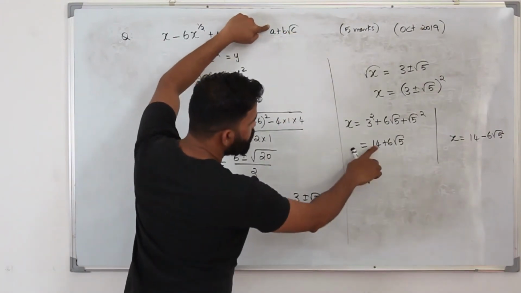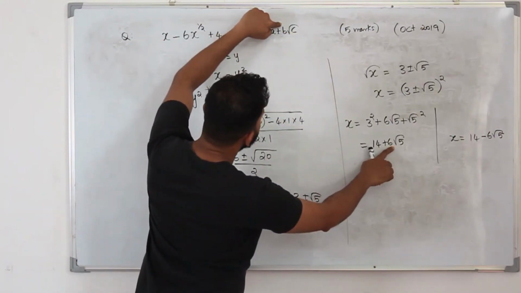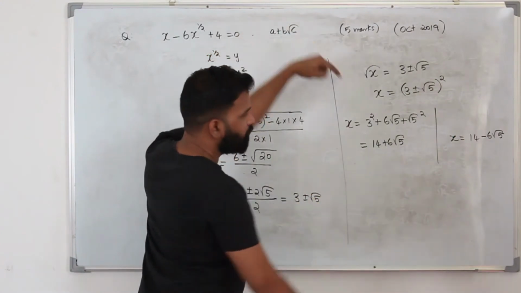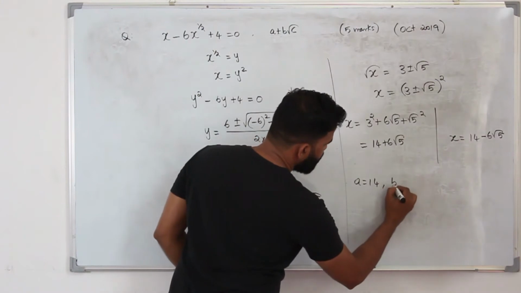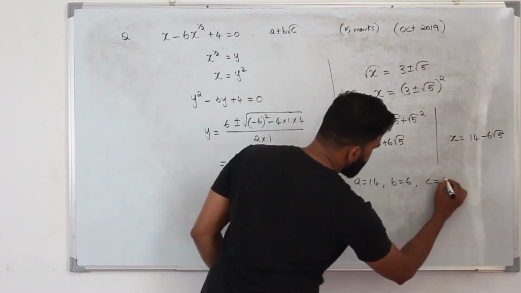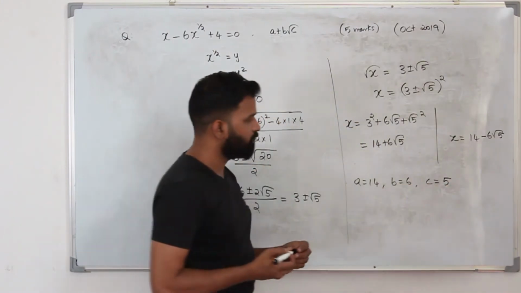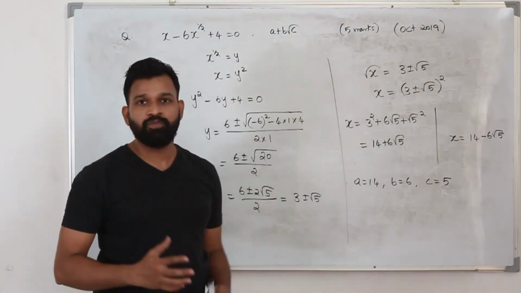So your a is 14, b is 6, your c will be 5. You can write a is 14, b is 6, c is not square root of 5, it's just 5. And you got 5 marks for this question.